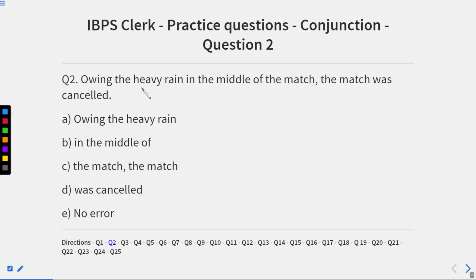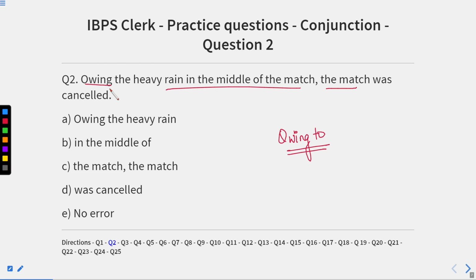"Owing the heavy rain in the middle of the match was cancelled." The correct reason for the match to be cancelled was that there was rain. Now, one more thing: whenever we write the word "owing", it is not the complete word. In fact, the complete phrase is "owing to". So "owing to" just behaves like the word "because". So, because of the heavy rain, or owing to the heavy rain, in the middle of the match was cancelled.